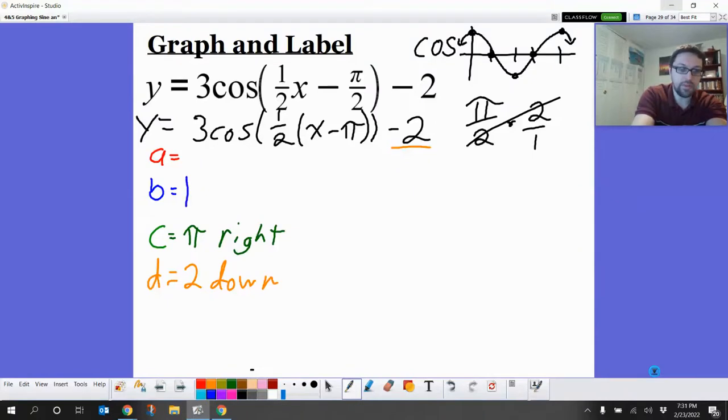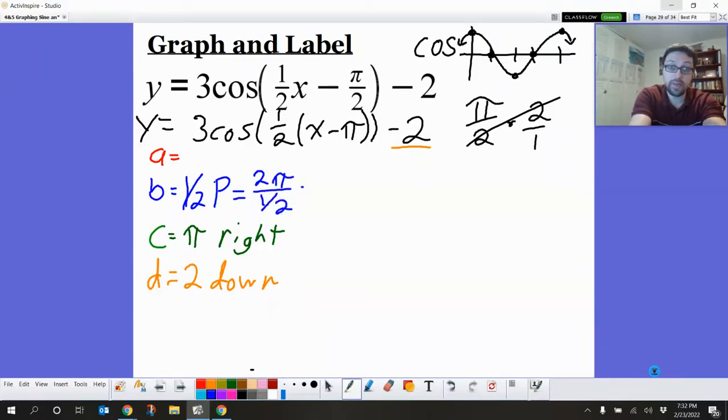And then our b value is 1. No, not 1/2. It's 1/2. Sorry, I've done too many examples where the period was 1 or b value is 1. So we get 2 pi divided by 1/2. And as we just discussed, dividing by 1/2 is the same as multiplying by 2. So we get 4 pi. And then our amplitude is going to be 3. That's how far up and down we want to wobble.